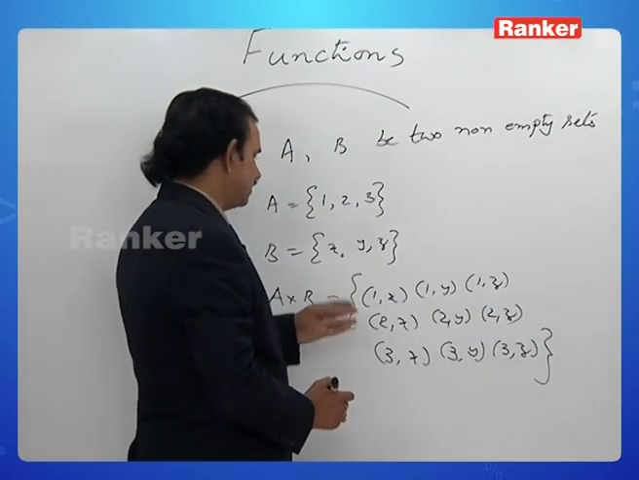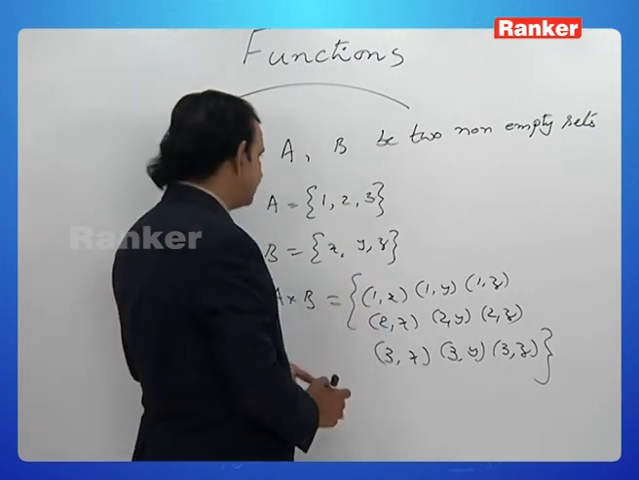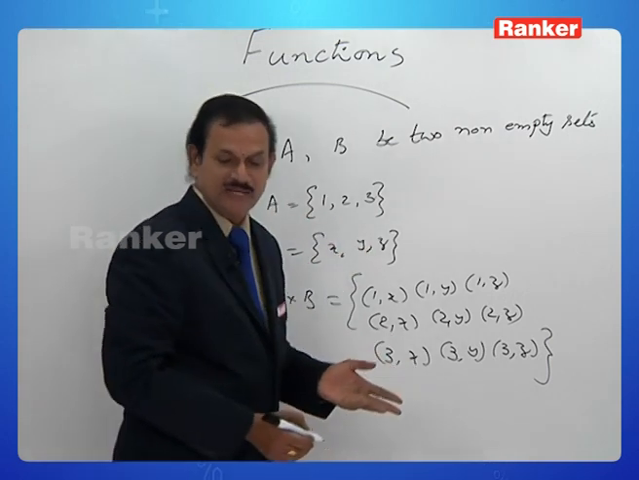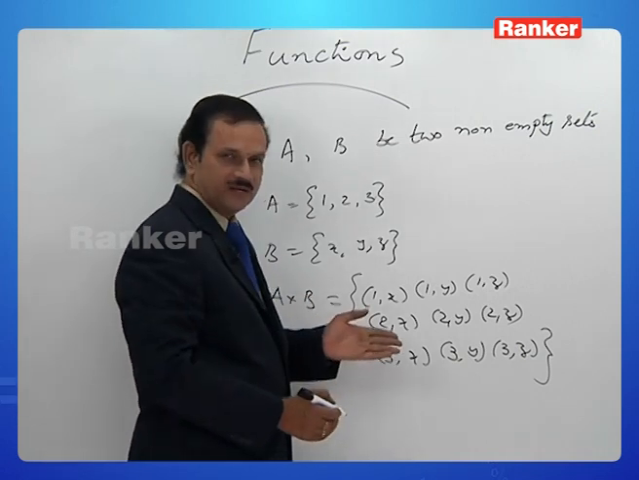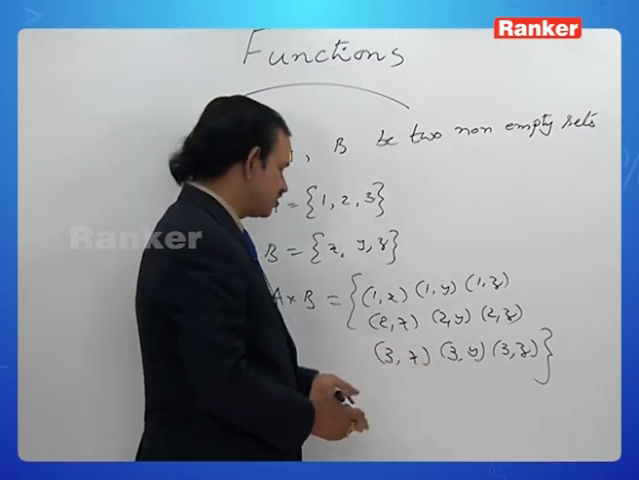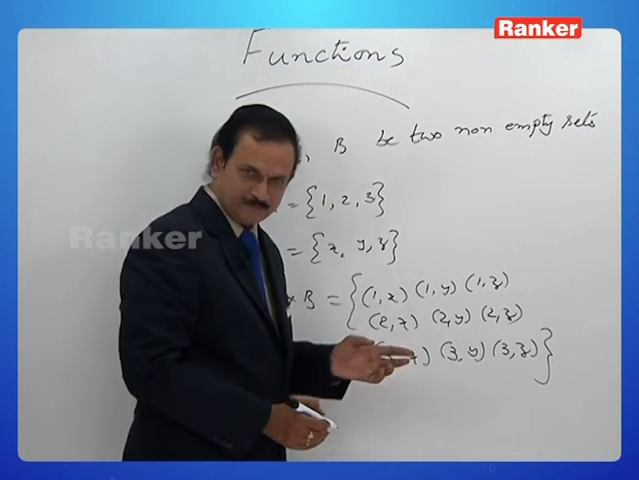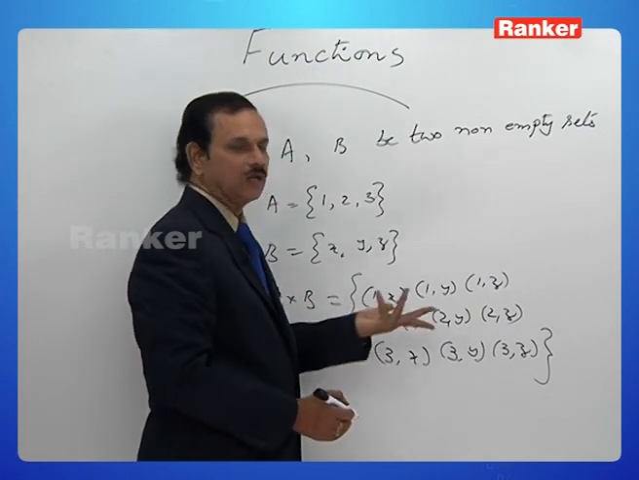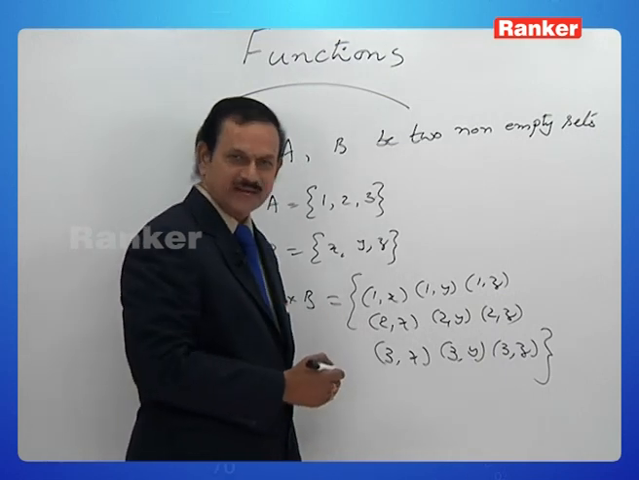A has 3 elements, B has 3 elements, then A cross B has 9 elements. Just like this, if A has m elements, B has n elements, automatically A cross B has mn elements. Why? Because forming A cross B is nothing but forming all possible ordered pairs in which the first entry belongs to the first set and the second entry belongs to the second set. These two are of course called components also or coordinates also. This is the matter about A cross B.